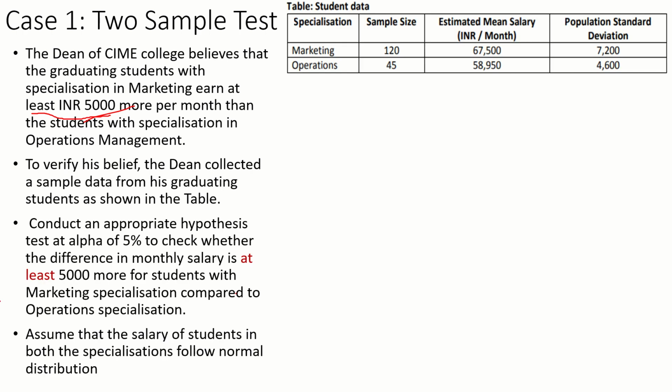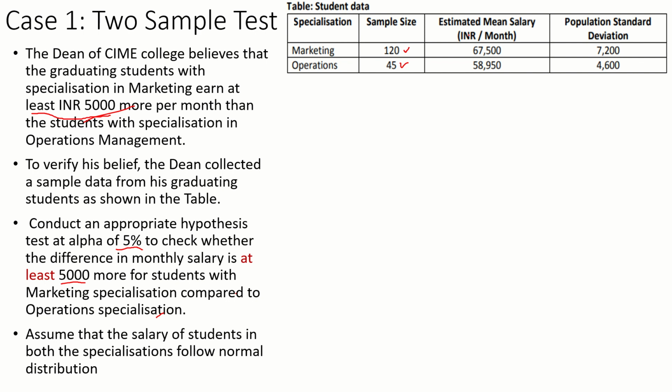Okay. So conduct an appropriate hypothesis test with an alpha value, which is the level of significance, of 5% or 0.05, to find whether the difference in monthly salary is 5,000 more for students with marketing specialization compared to operations specialization. Assume that the salary of students in both specializations follows a normal distribution. This is the requirement, because the data distribution has to be normal. So this is the data that we have been given. This is the sample size: N1 is 120, N2 is 45.